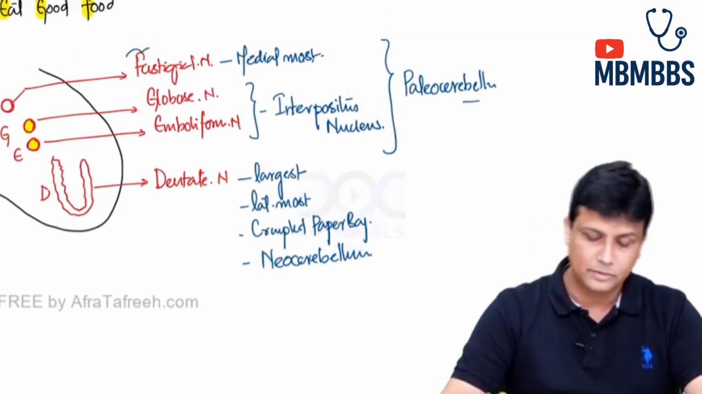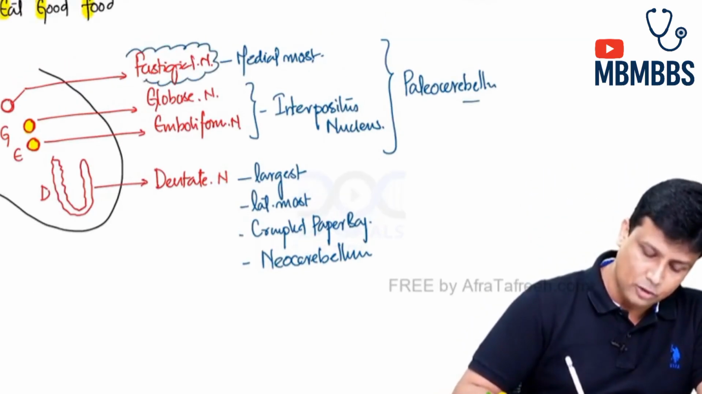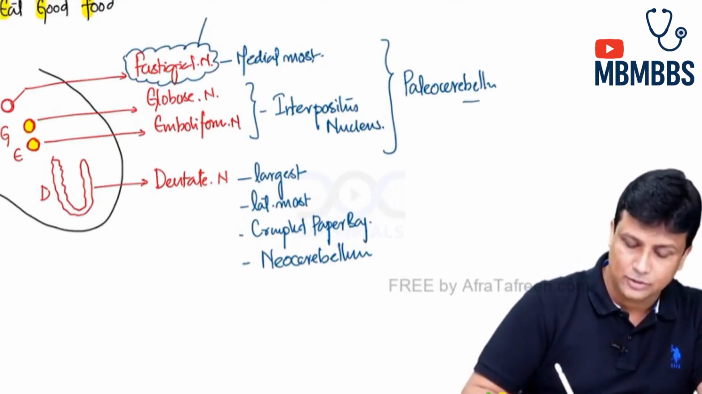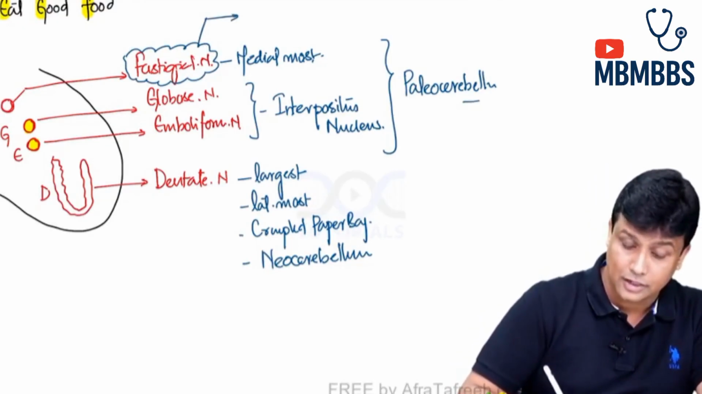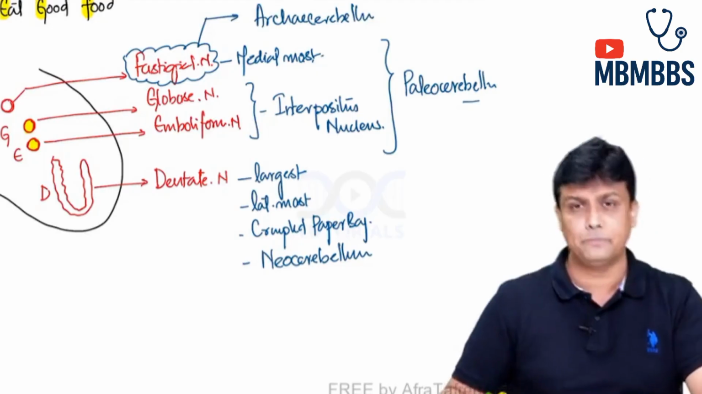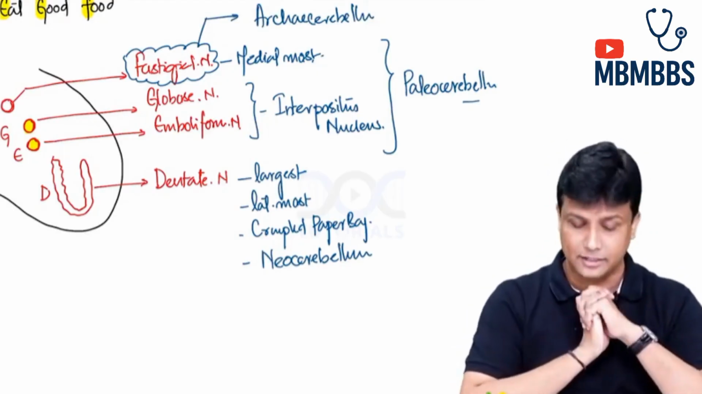But you have to remember one more important point here. Even though all the 3 nuclei belong to paleocerebellum, the fastigial nucleus is the only one which also belongs to archaeocerebellum. So that is the nucleus of paleo as well as archaeocerebellum.